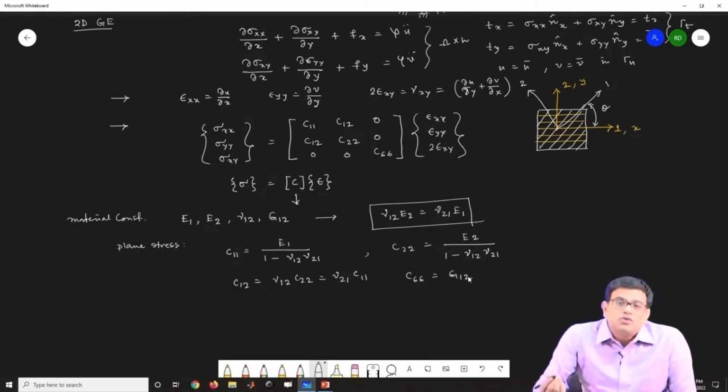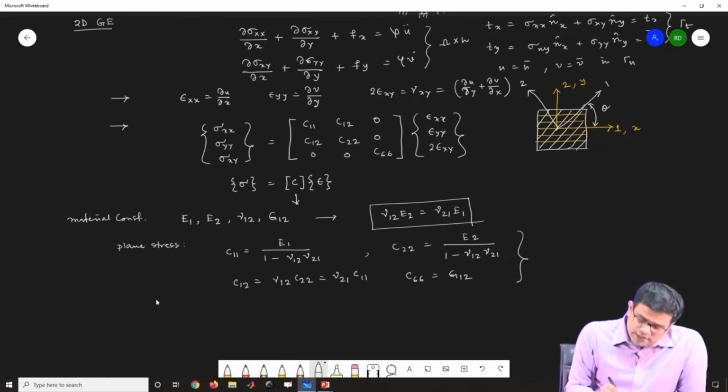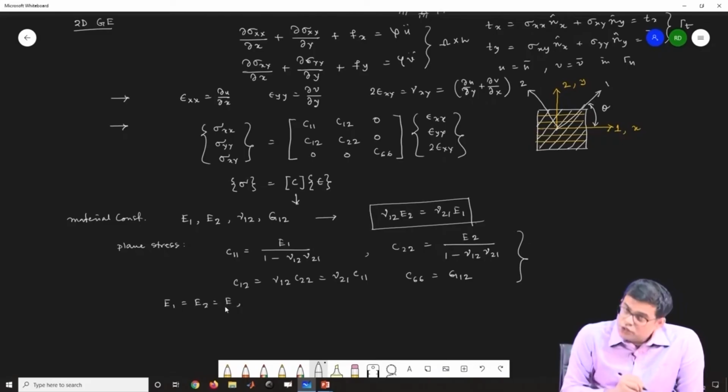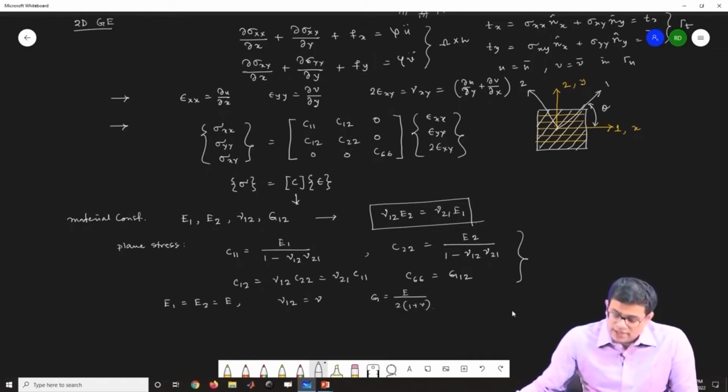Now this is for orthotropic material. If this is an isotropic material, then obviously E1 equals E2 equals E, we can substitute, and the Poisson's ratios we know, that is nu 1 2 is actually nu, and that equals nu 2 1. So now this shear modulus we also know, that is E divided by 2 into 1 plus nu. So that's the plane stress case.